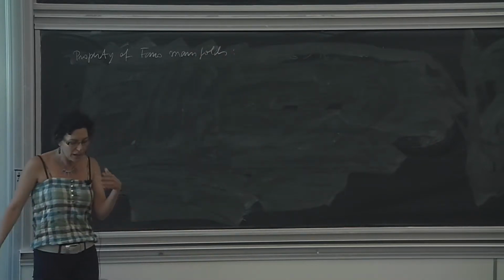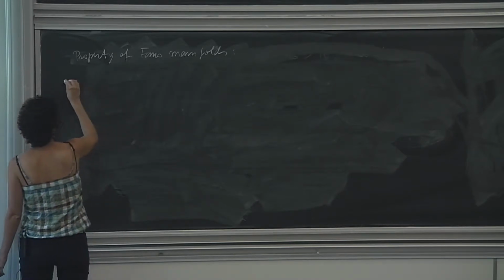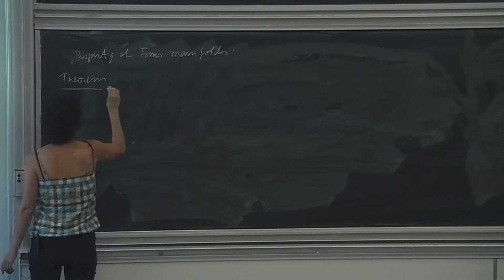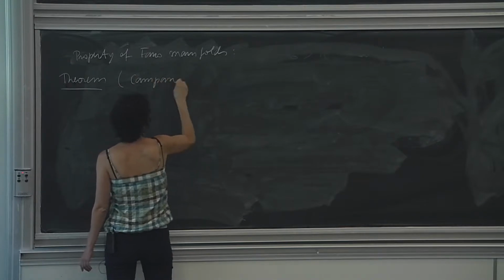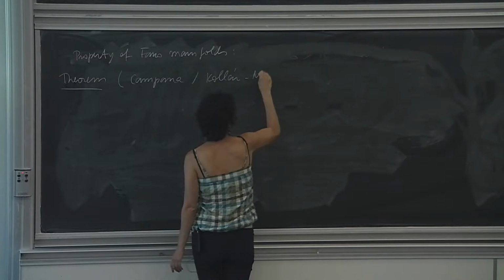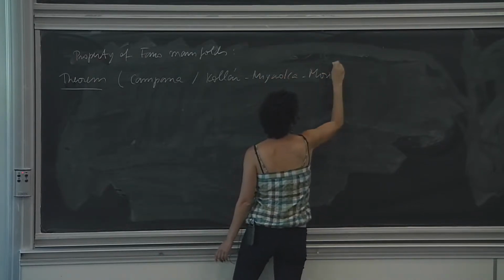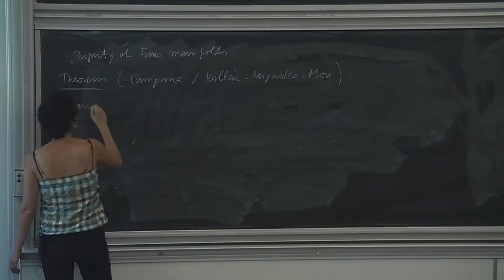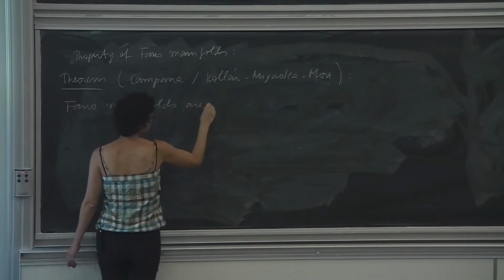They contain many rational curves. So they are what we call rationally connected. So this is a theorem that was proved independently by Campana and Kollár, Miyaoka, and Mori. So Fano manifolds are rationally connected.